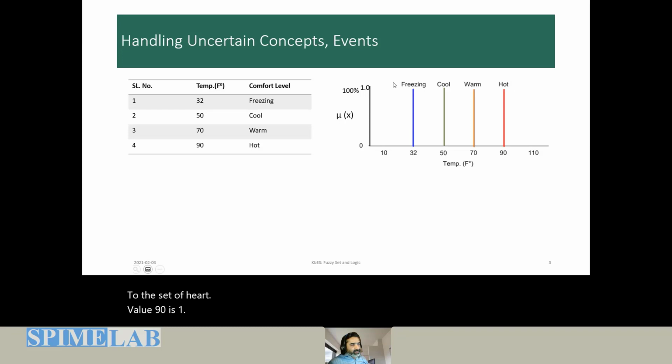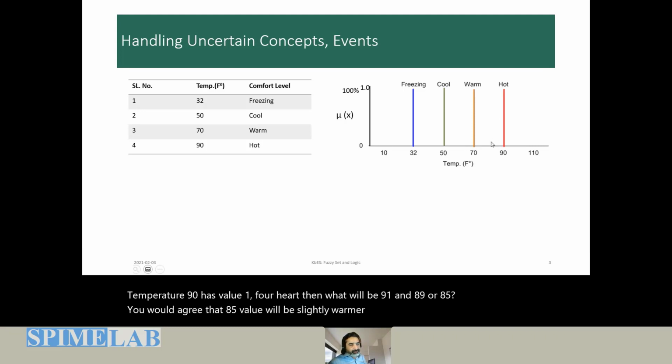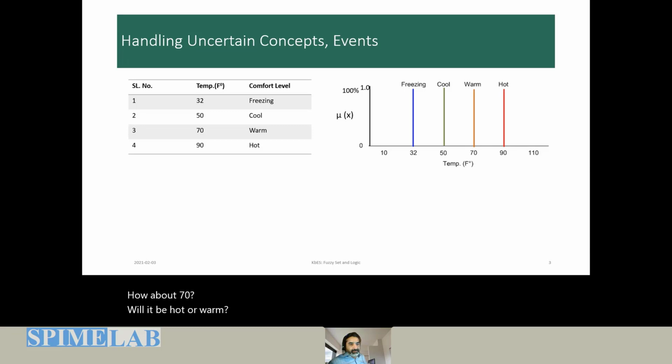Temperature 90 has value 1 for hot, then what will be 91 and 89 or 85? You would agree that the 85 value will be slightly warmer but less than hot. How about 75? Will it be hot or warm? So the need arises that we need a representation where we can assign one number to multiple groups. One temperature can be hot and warm at the same time.